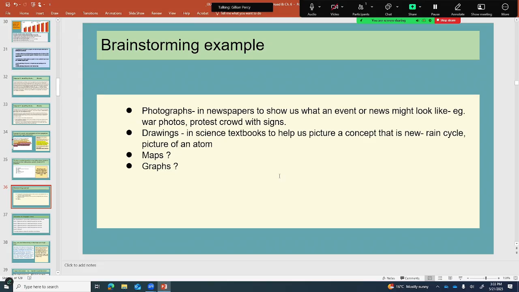So here's an example. I just kind of started this, obviously don't use mine, but photographs appear in newspapers to show us what an event or news might look like. For example, war photos or a protest crowd with signs. Drawings can be used in science textbooks to help us picture a new concept, like the rain cycle, or maybe a picture of an atom because we can't see it with our regular eyes.